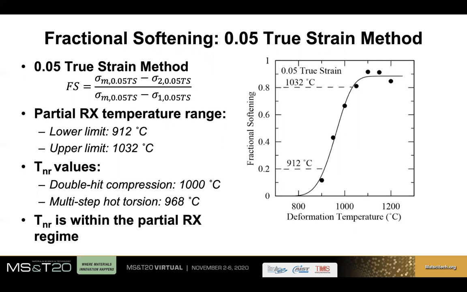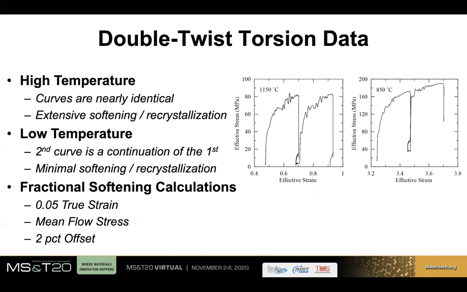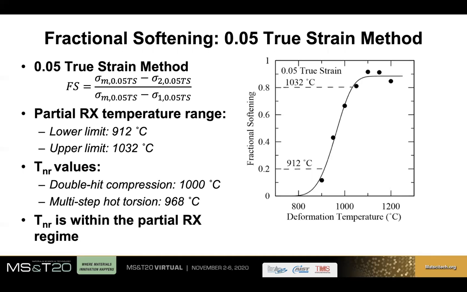Sigma m represents the stress at a 0.05 true strain offset for a stress strain curve corresponding to the condition of 0% softening. Remember from before, at low temperatures where we have very little softening, very little recrystallization, the second stress strain curve is essentially an extrapolation of the first. So to determine this sigma m term, we extrapolate the first stress strain curve to create this hypothetical second stress strain curve, and then take the stress value corresponding to the strain at 0.05.